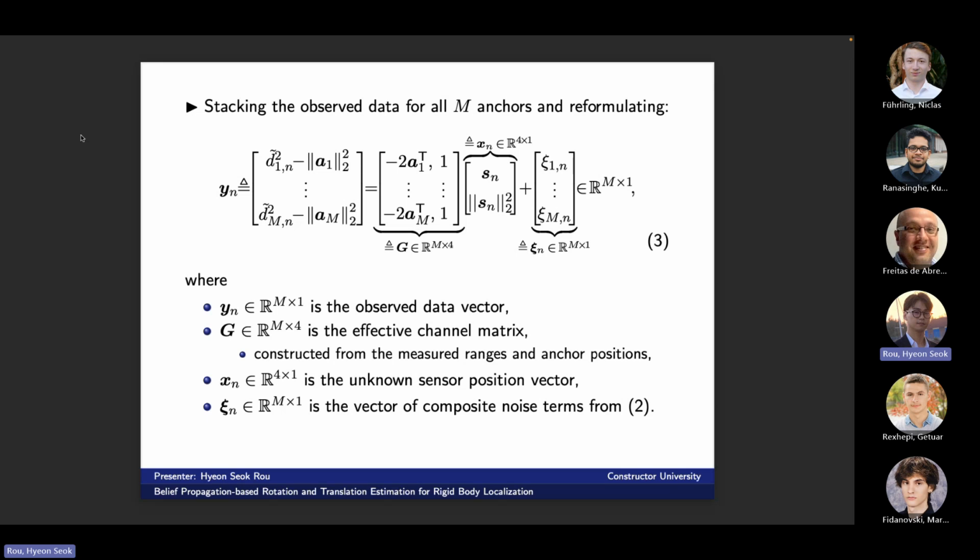We can now denote this by having an effective channel matrix G, which is M by 4. We have an added dimension in the estimated vector x. The first three elements here are S of n, the translation vector, not the estimation of the sensor position vector. However, we have a fourth element, which is the squared norm of this translation vector. So now we have four values in the vector x. The latter noise term is the composite noise from the previous slide. So now we have an effective observed data y, composed of the effective channel matrix G, the unknown sensor position vector x, and the final composite noise. This is a simple linear equation which we aim to solve.